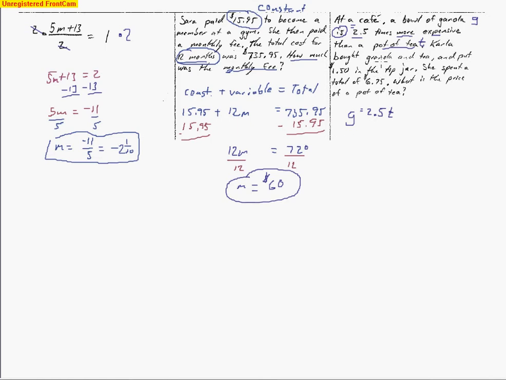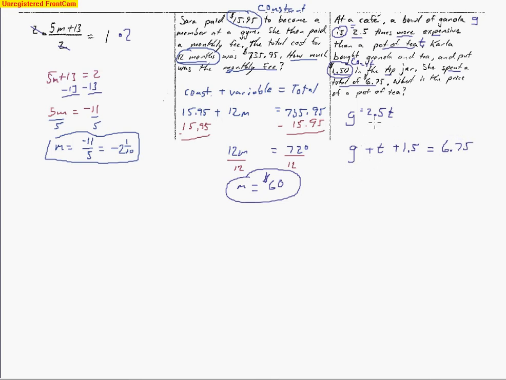Carla bought some granola and tea and put $1.50 in the tip jar. So this is our constant. We're going to pay that, so that doesn't have a variable attached to it. So let's go ahead and write out what she did. She bought granola and tea, so G and T, plus $1.50 went into the tip jar, and she spent a total, so we know that's our total, of $6.75.